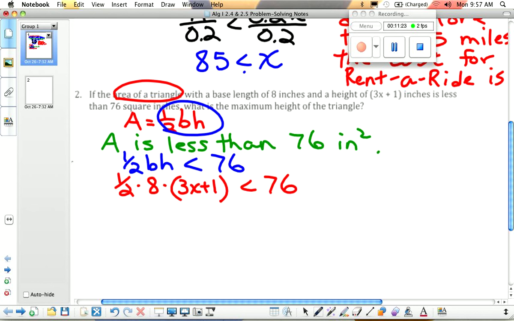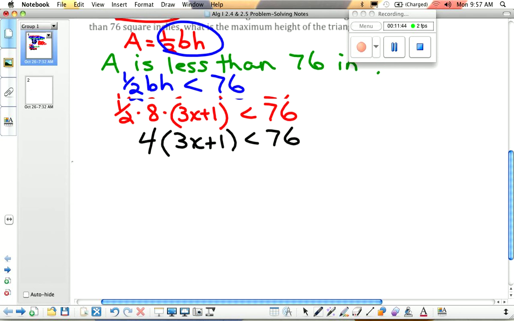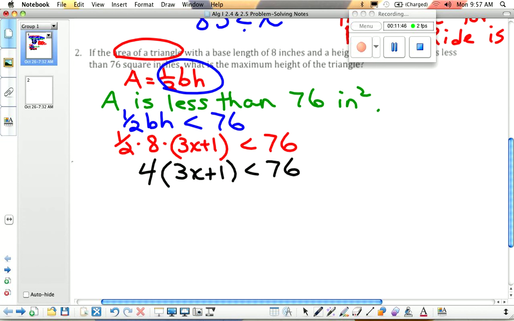Well, it's kind of a nice order. We don't even have to rearrange the order on the left side because remember, we can multiply in any order we want, but it's nice to take half of 8. What is half of 8? 4. Okay, so we'll have 4, and times our 3x plus 1 is less than 76. Don't get too carried away here, because I'm going to show you something that you're going to be like, oh, I don't want to have to work any harder than I need to.